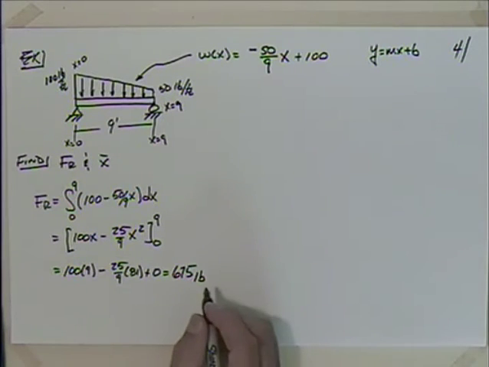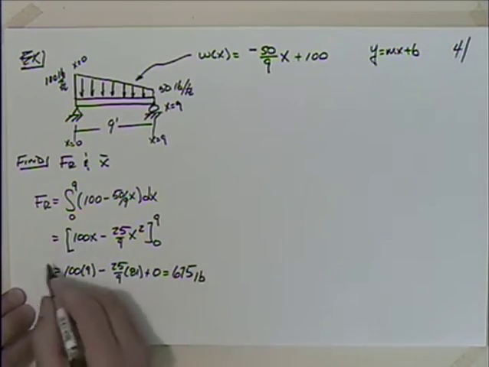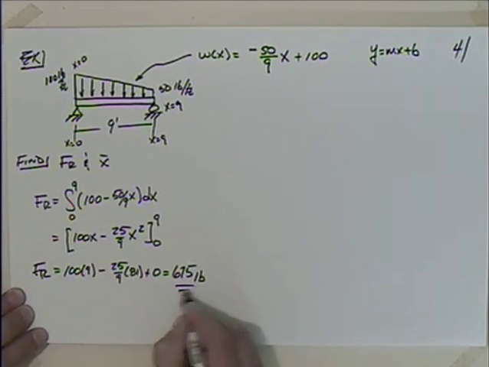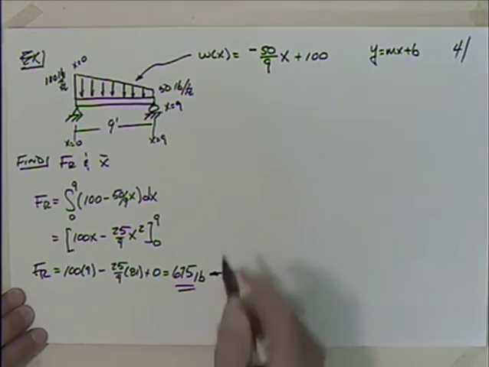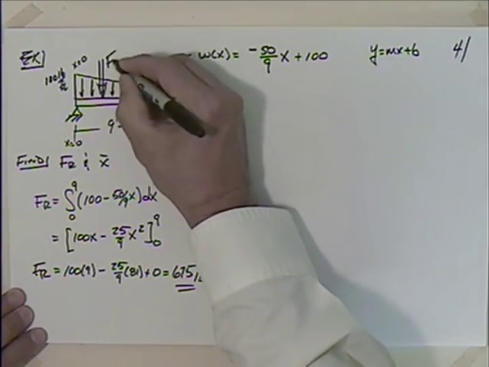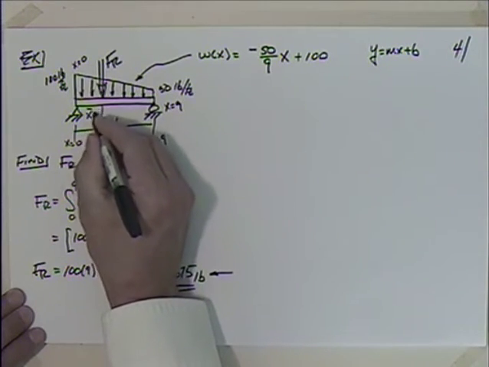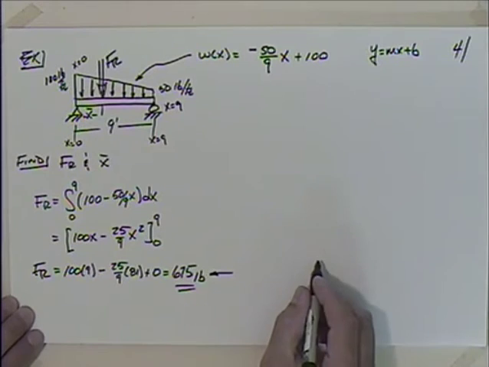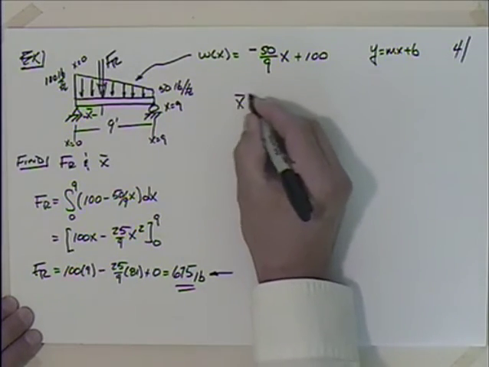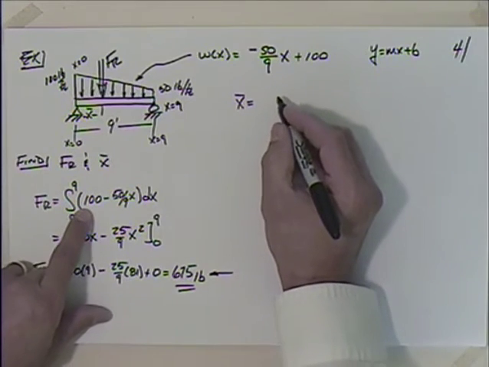Yeah, 675 pounds. Okay, so that would be f sub r. And we want to find out where that is acting, at this x bar. Okay, so I can get x bar. I could say that x bar is equal to, what am I going to have here?